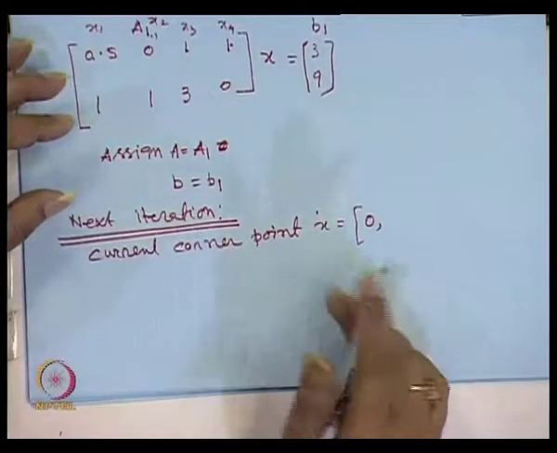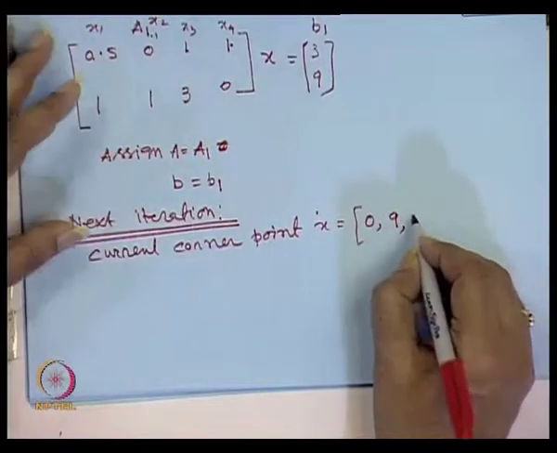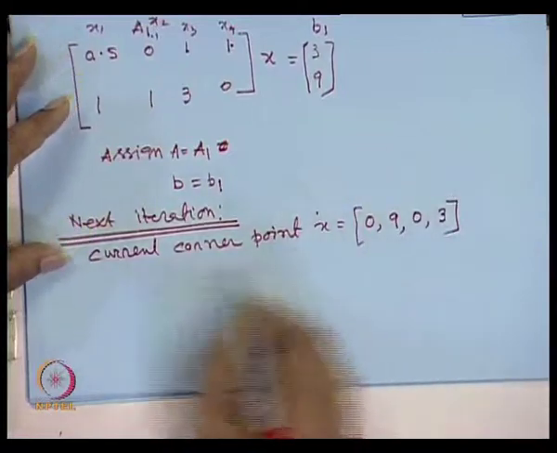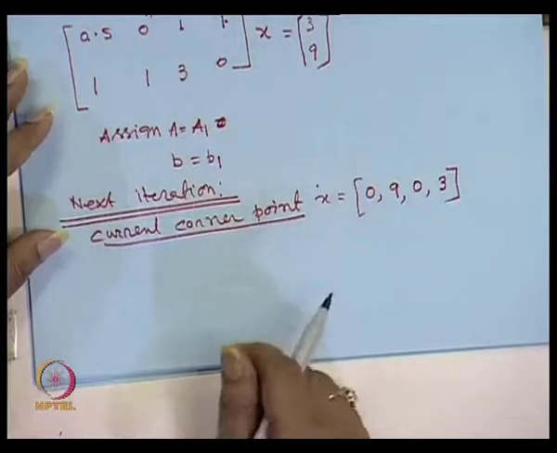What is the x 2 value you got? 9. Then x 3 is a non basic variable, so it is 0, and x 4 value we got is 3. This is our current corner point. Now, we will check this one.